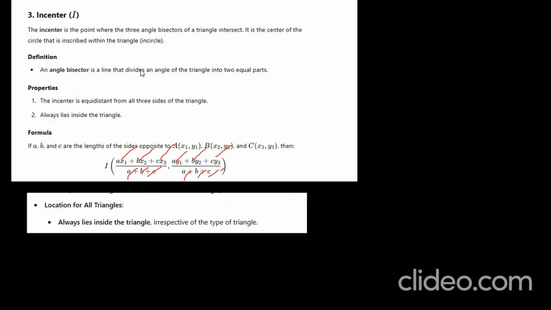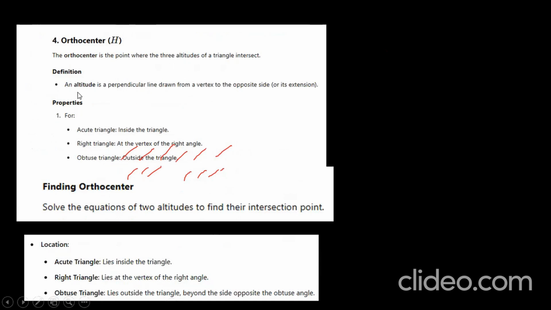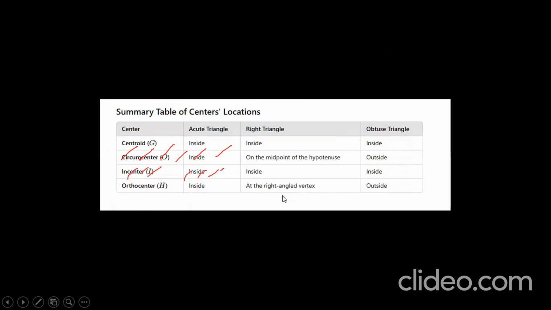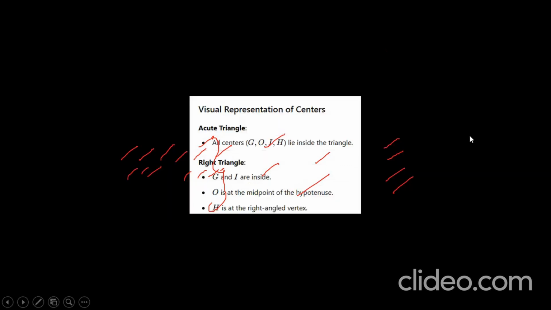Okay. Next, orthocenter. The orthocenter is the point where the three altitudes of the triangle meet. For an acute triangle it is inside the triangle, for a right triangle it is at the vertex of the right angle, and for an obtuse angle triangle it is outside the triangle. Like this we can observe all the different things for the acute, right angle, and obtuse triangles.